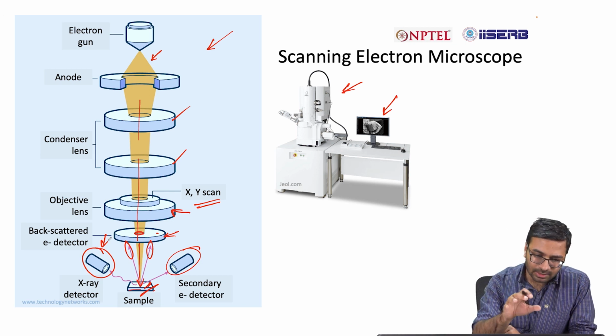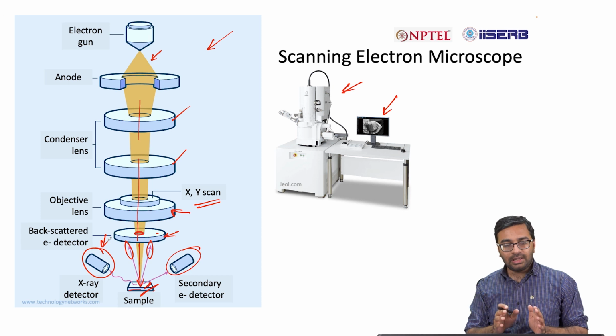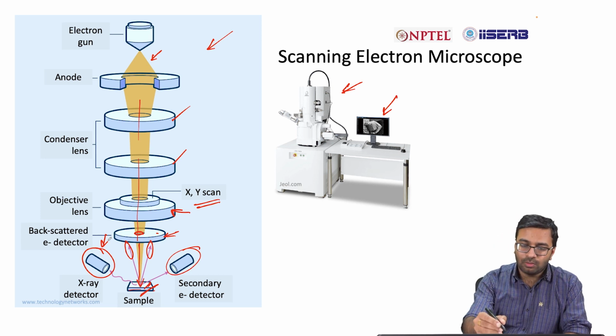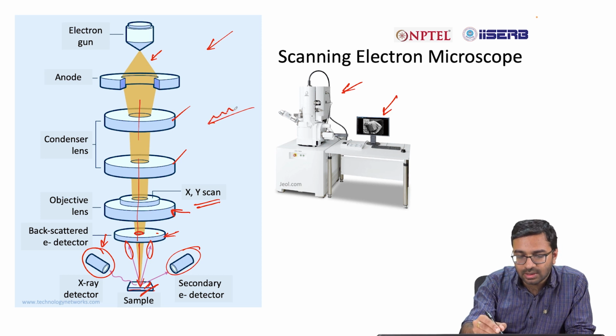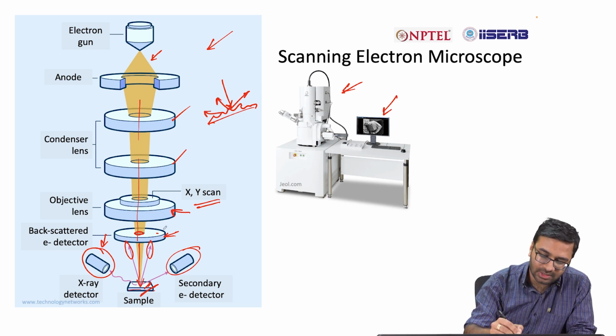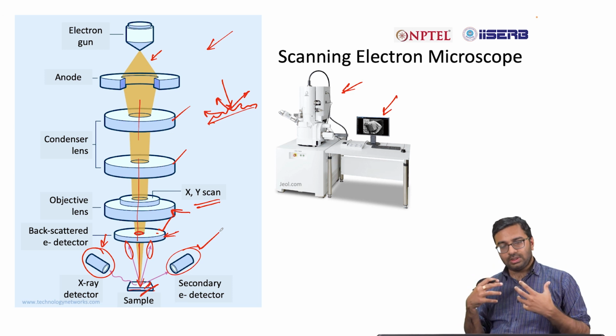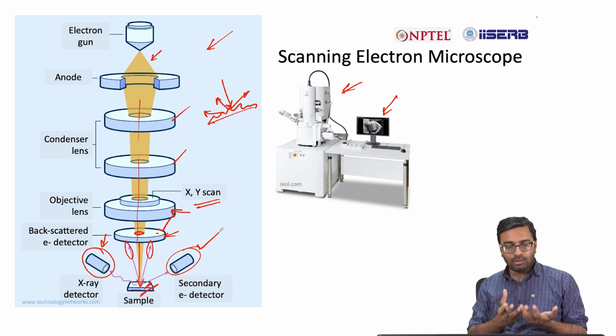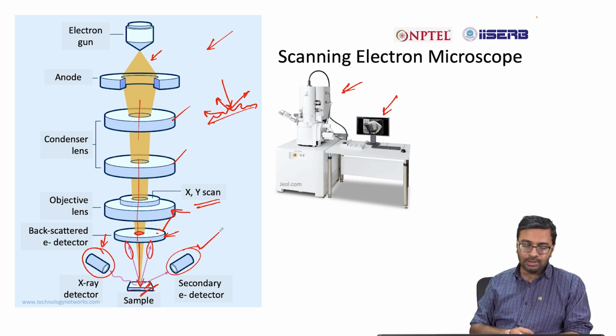So this is the simple schematic that shows how a scanning electron microscope works. Once you have a substrate, say it has certain features, this electron beam will fall on top of that substrate, and then the electrons will start scattering from it, and these detectors will then detect those electrons and image the morphology of that particular sample.